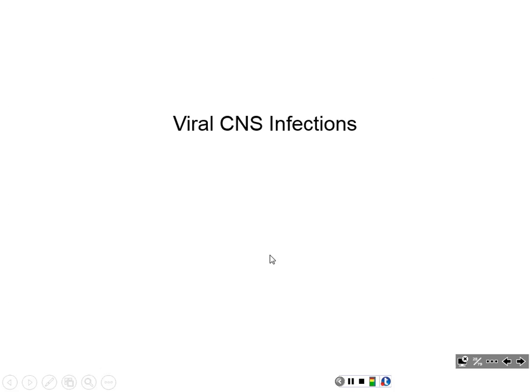All right, moving on to viral CNS infections. So this part, we're going to talk about viral meningitis, subacute meningitis, and we're going to talk about viral encephalitis. And then we'll take a break. And finish by talking about progressive multifocal leukoencephalopathy, PML. I can't ever remember the words unless I'm looking at it.